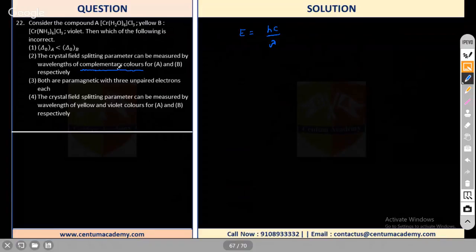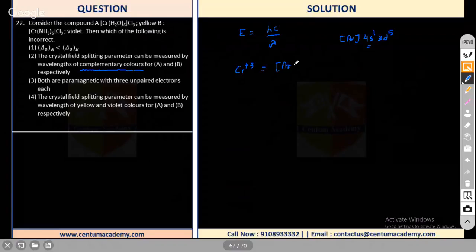Both are paramagnetic with 3 unpaired electrons. You see the first compound, chromium is in +3 oxidation state, because H2O is 0, this is -3, so this is +3. The electronic configuration of chromium is argon 4s1 3d5. So when you write down the electronic configuration of +3, one electron will come out from 4s and 2 come out from 3d.